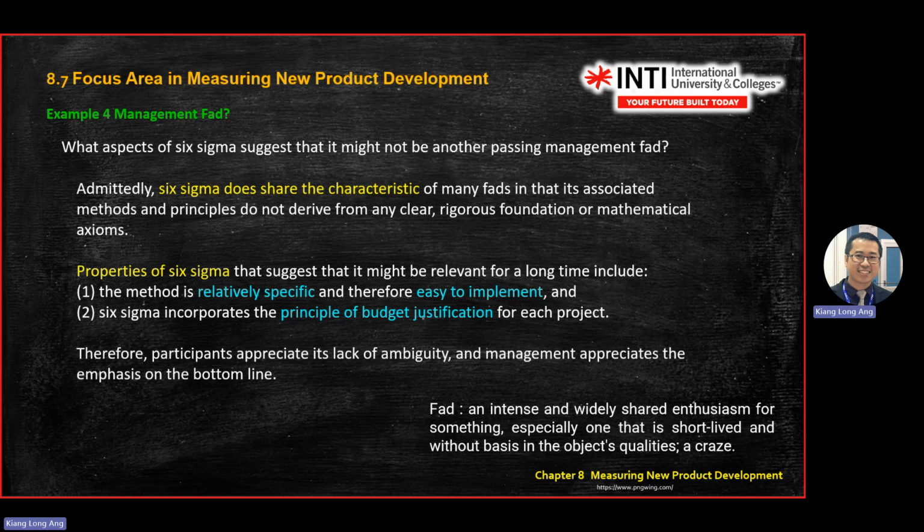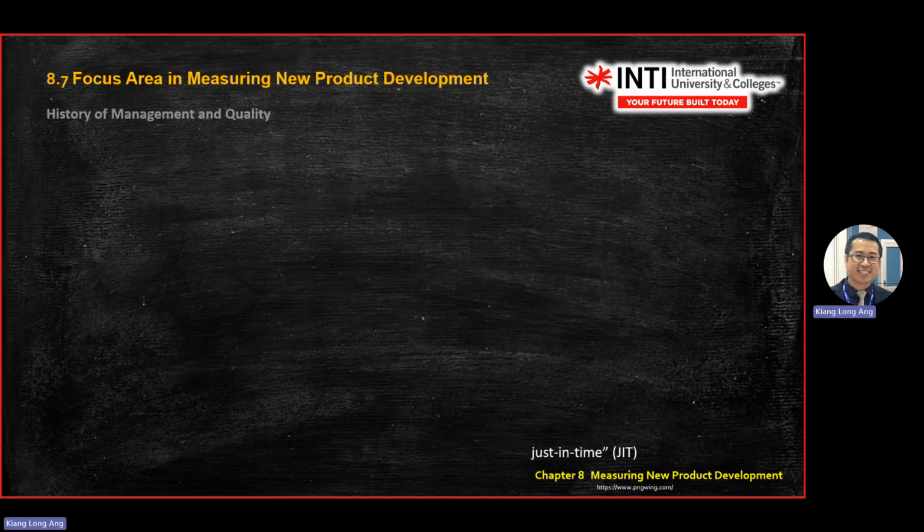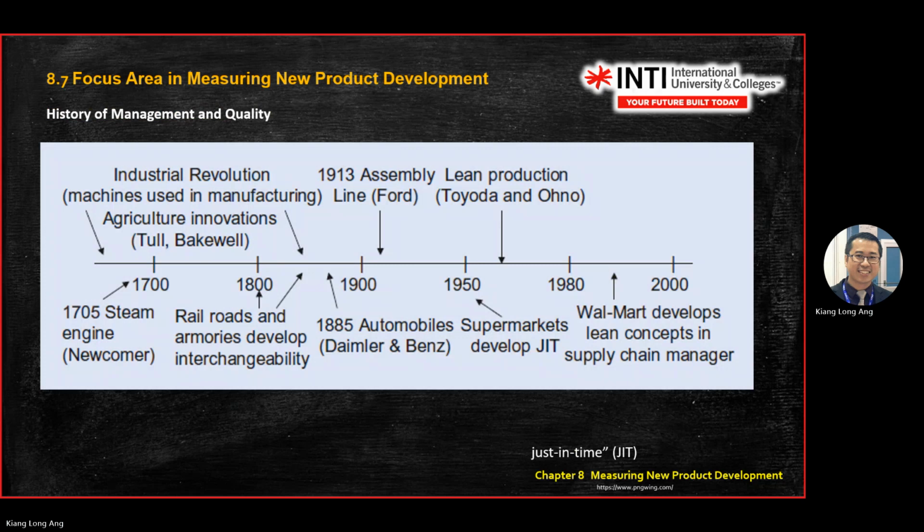So this one is management. This one you read. Okay. So this is just some history on management. They have the steam engine, railroads, motor, and so on.